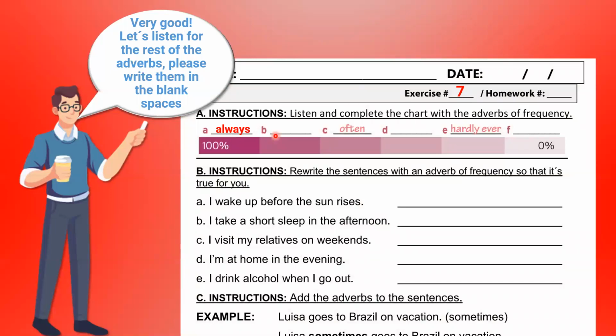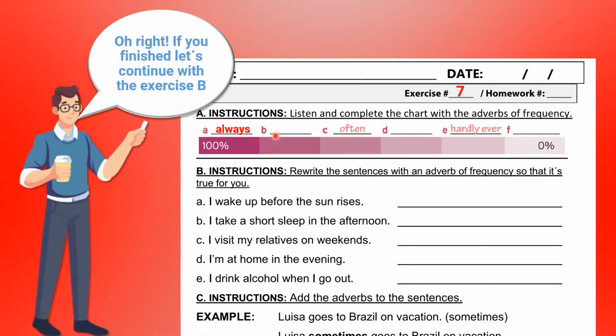Very good. Let's listen to the rest of the adverbs. Please write them in the blank spaces. B. usually, C. often, D. sometimes, E. hardly ever, F. never.